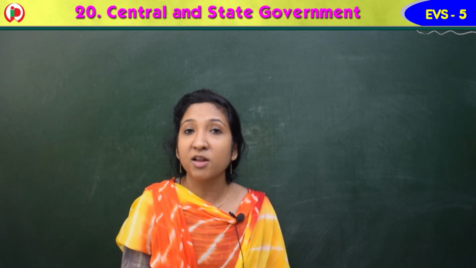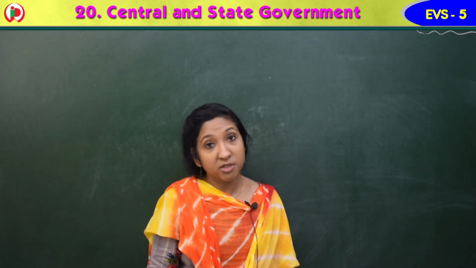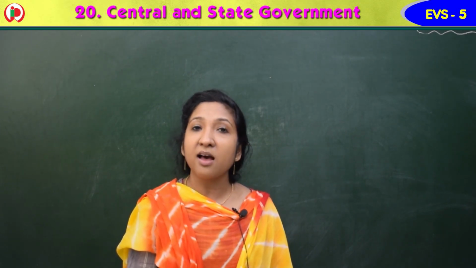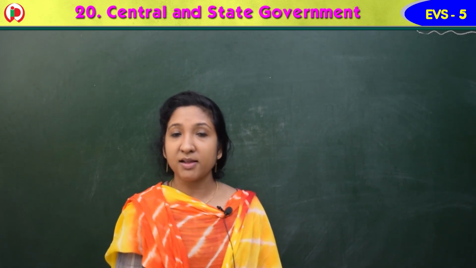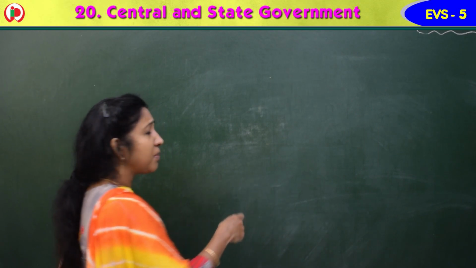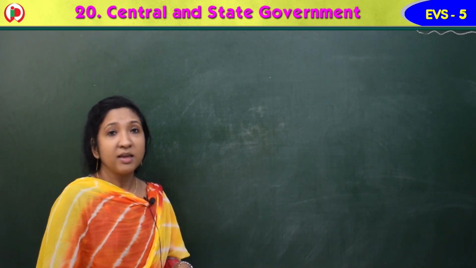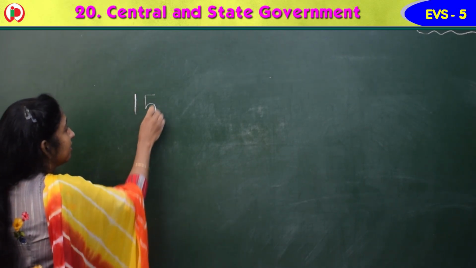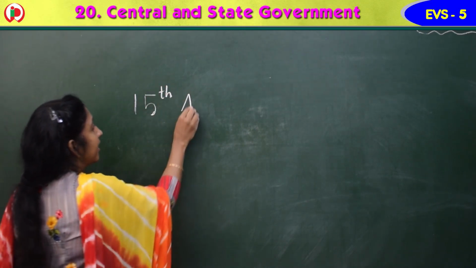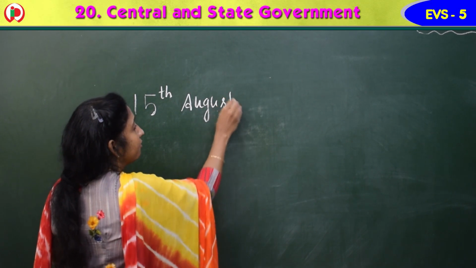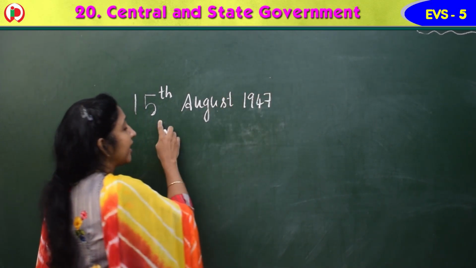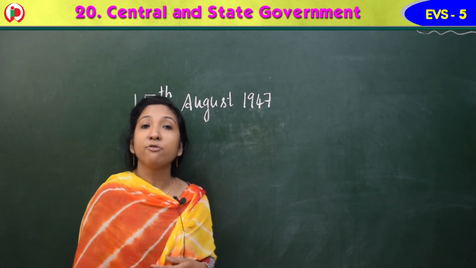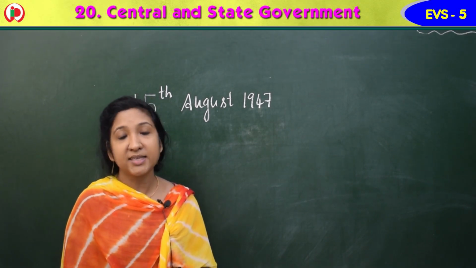So, which national festivals are they? Yes, Independence Day and Republic Day. These are our national festivals. So Independence Day. When did India get independence, when did India get freedom, children? India got freedom on 15th August 1947. This is the date when India got freedom from British rule, isn't it?